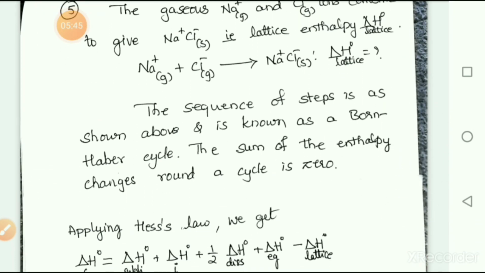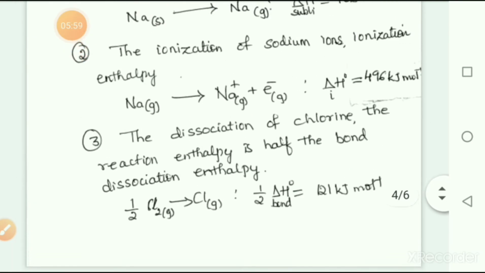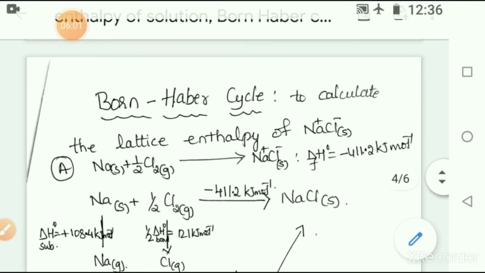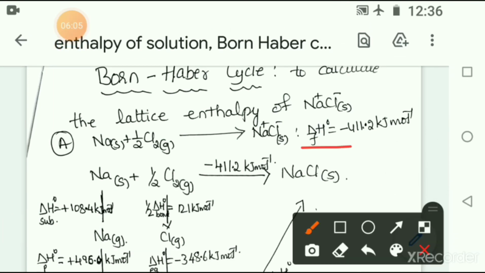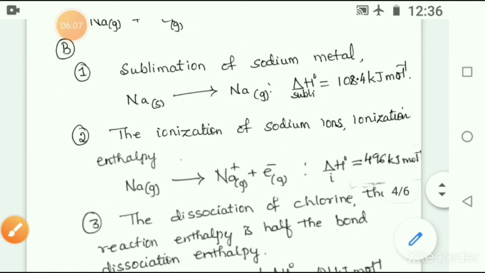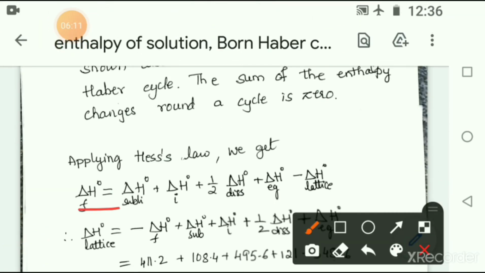So this sequence of steps is shown above, and this is known as Born-Haber cycle. The sum of enthalpy changes around the Born-Haber cycle should be 0. So by direct method, sodium and chlorine combine to give sodium chloride. Enthalpy change is delta H naught F. This should be equal to each process alli tagoltivi.